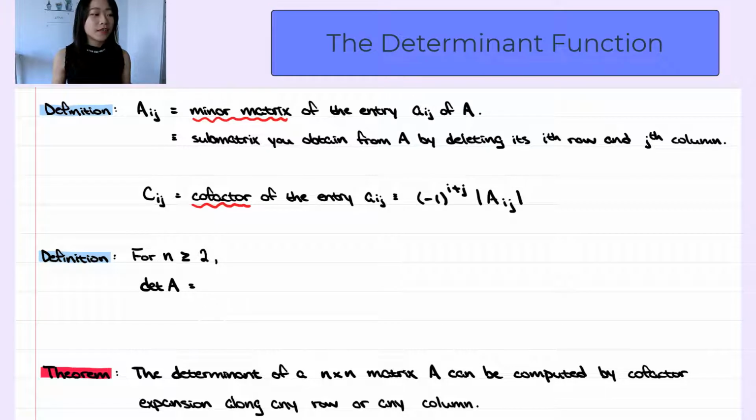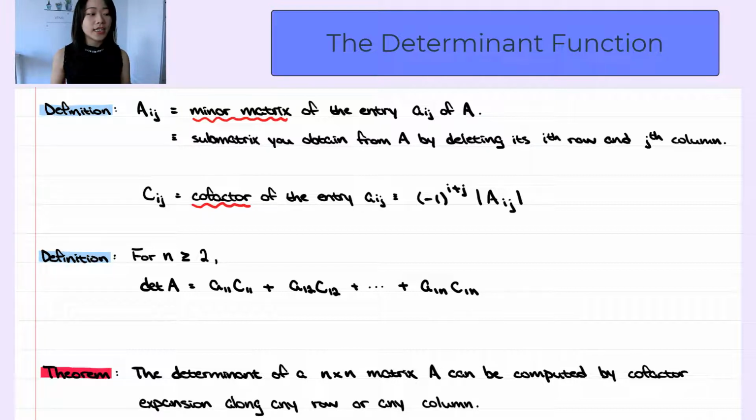Here's an example. For n greater than or equal to 2, we can find the determinant of the matrix A as follows. We take the first entry in the first row and first column times the cofactor in the first row and first column, then plus the second entry in the first row, so A12 times the cofactor of the entry. And we do the same until the last entry of the row. So A1n times C1n.